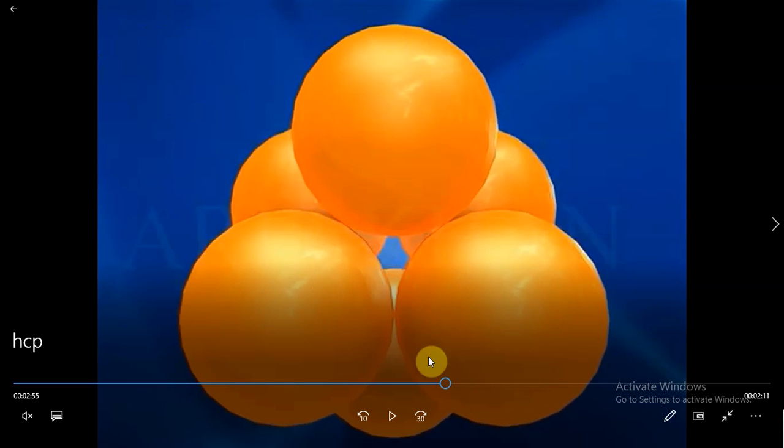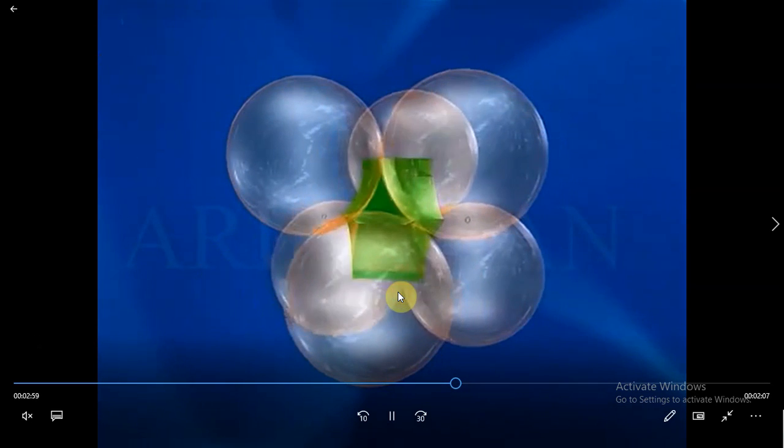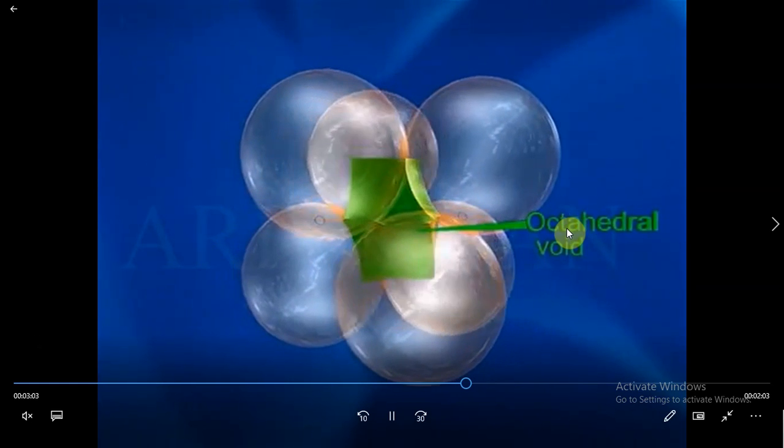Now you see another void. It is surrounded by how many atoms? 1, 2, 3 and 3 backward. 1, 2, 3. So it is surrounded by 6 atoms. And it is in the shape of an octahedron. This green shape is an octahedron shape, so it is also called an octahedral void.